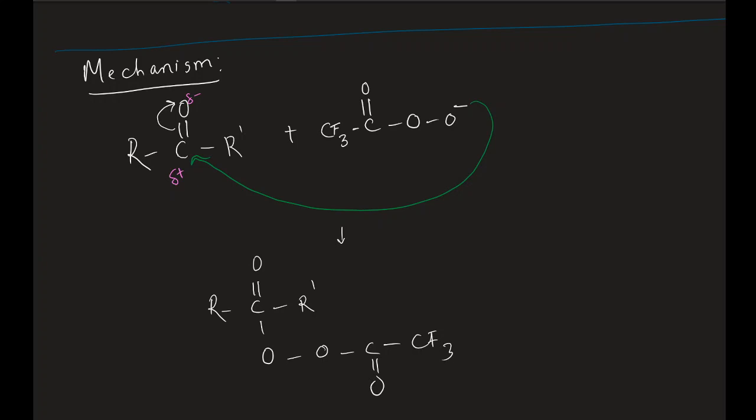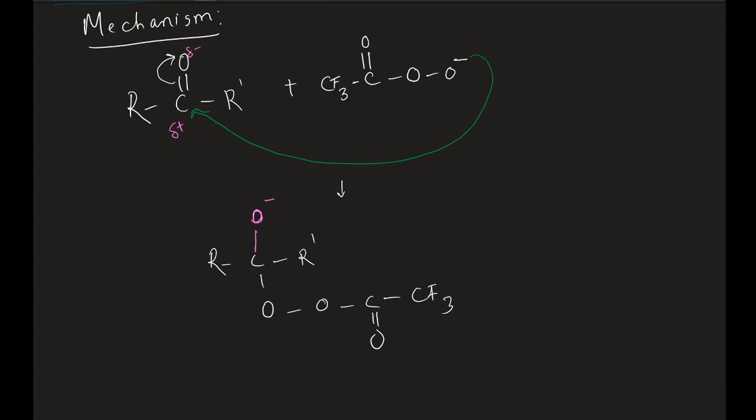All right. So at this point, did I make any mistakes? Yes, I did. Can you guys notice it? You all are correct. So the pi electron will be moved forward. So you're gonna have a tetrahedral intermediate that will have the negative charge on top of the oxygen.